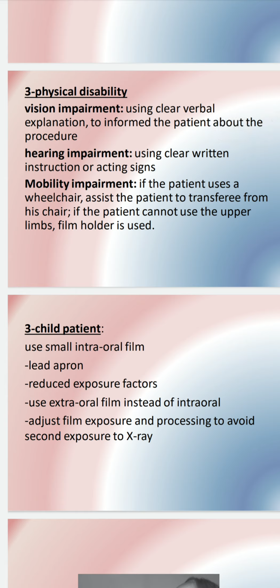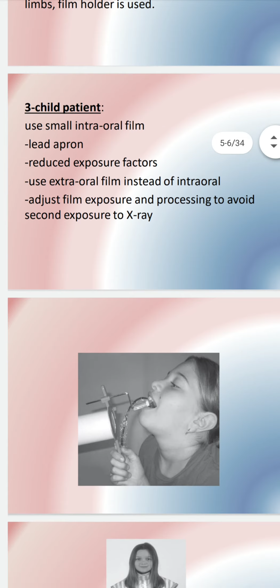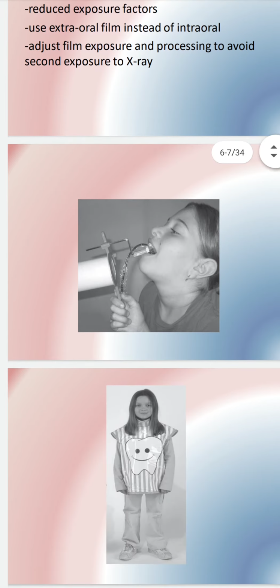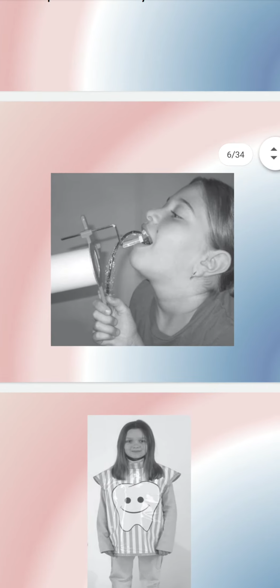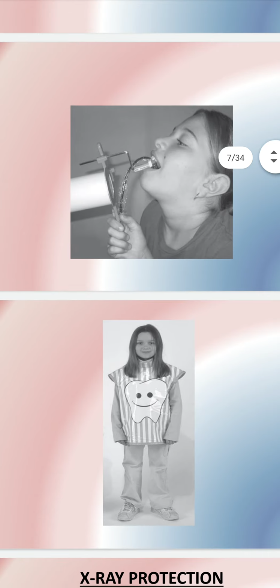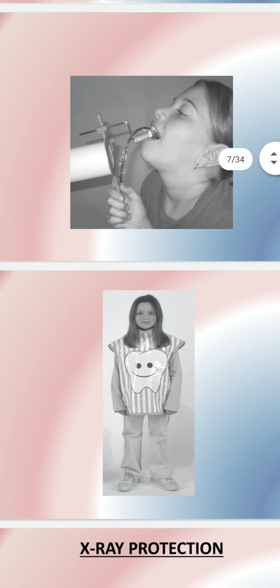Number 4, child patient. Use a small intraoral film, lead apron, reduce exposure factors, and use extraoral film instead of intraoral. Adjust film exposure and processing to avoid a second exposure to X-ray. This is the film holder that is used for children, and this is the lead apron.